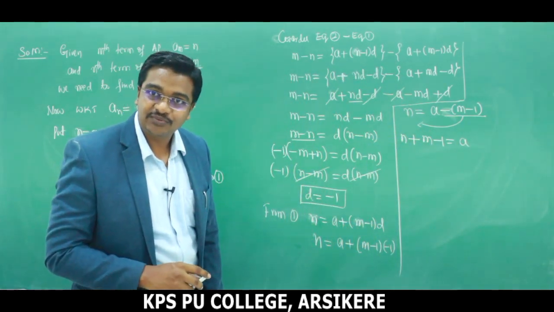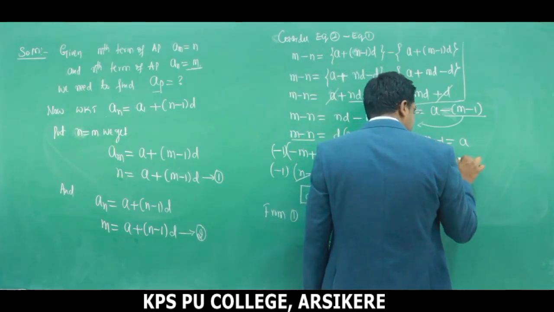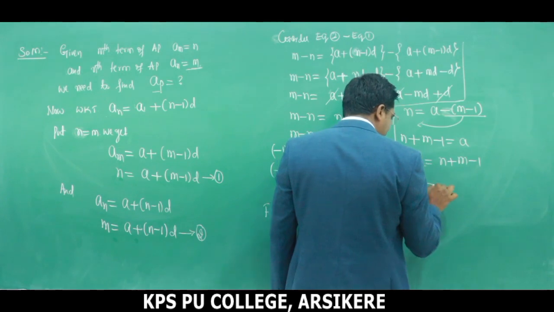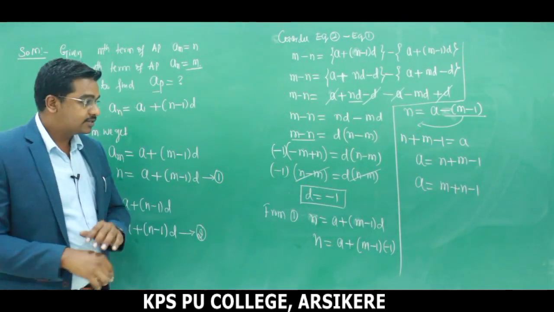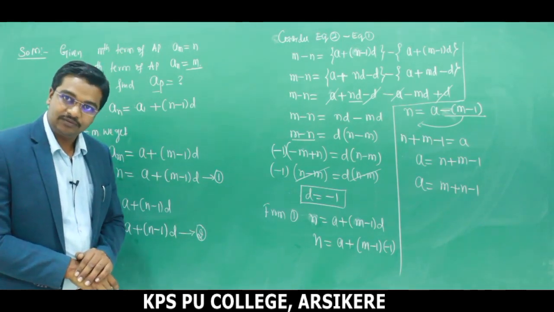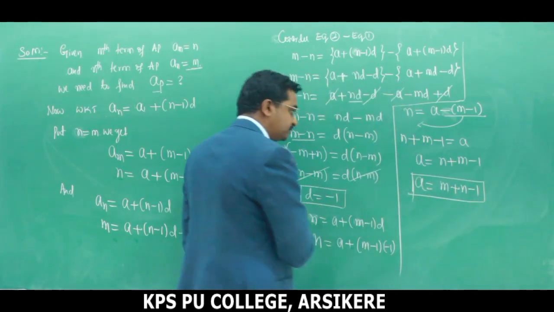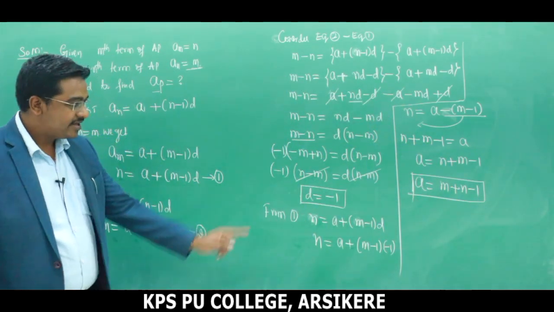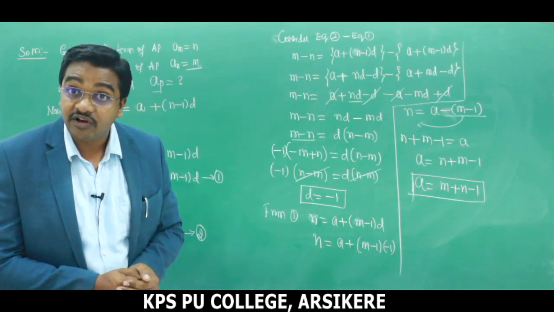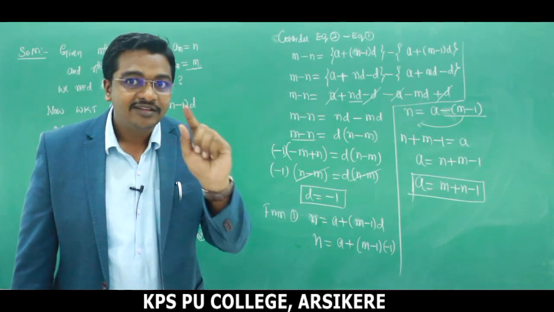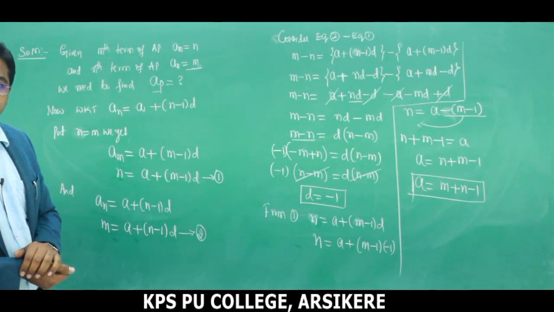n plus m minus 1 is equal to a. So therefore a is equal to n plus m minus 1. Then rearranging, a is equal to m plus n minus 1. Is it clear, children? So this is how we obtain the first term. Then after obtaining the common difference and the first term, what do we need to find? Here we need to find the pth term. So take a pause and note down all the things I have written here.